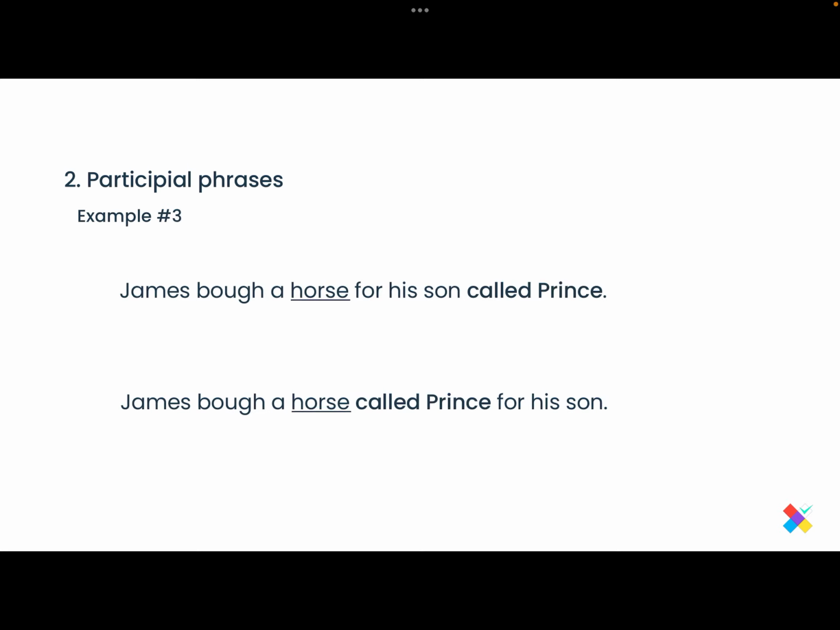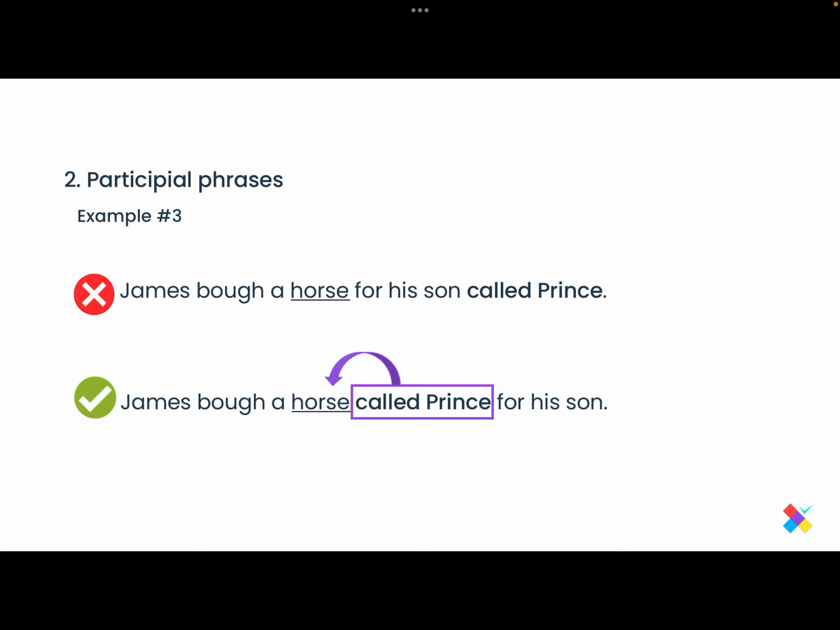And because the phrase called Prince comes right after son, it sounds like the son's name is Prince, which is probably not true. So a quick rewording can make it clear that the horse is named Prince and James purchased it for his son.